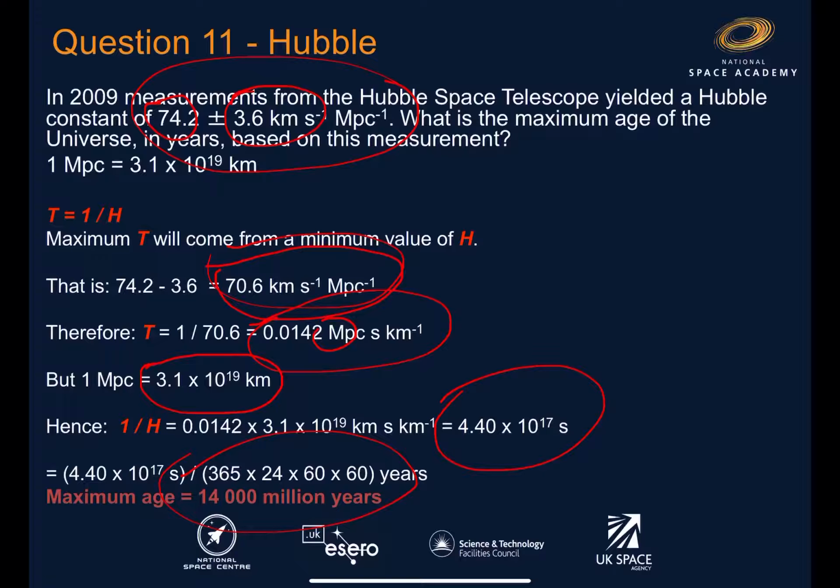So see if you can do that. Take any value of the Hubble constant and do 1 over that and try to get your answer in seconds. It should be around 14 billion years, or 14,000 million, which is a slightly strange way of putting it, as they've done here. So make sure you can do that.